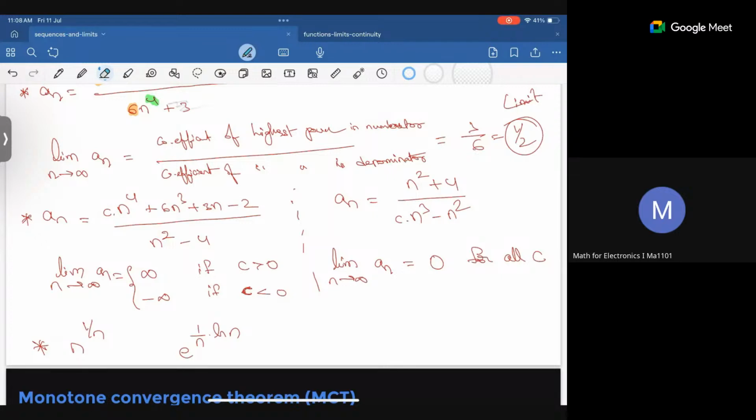Assume that n is equal to 10, so 10 to the power of 1 by 10. Then 1 by 10 will be 0, so 10 power 0 is 1 again. I think it will be 1. Yeah, it will be 1.